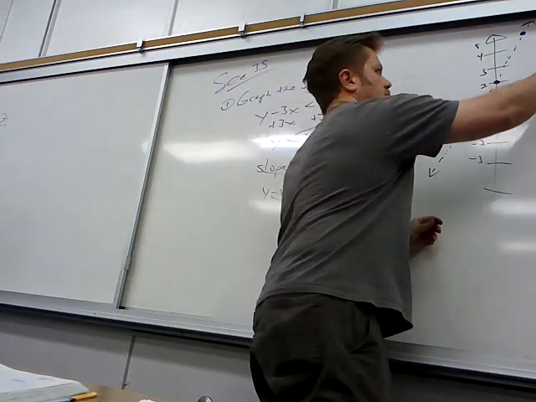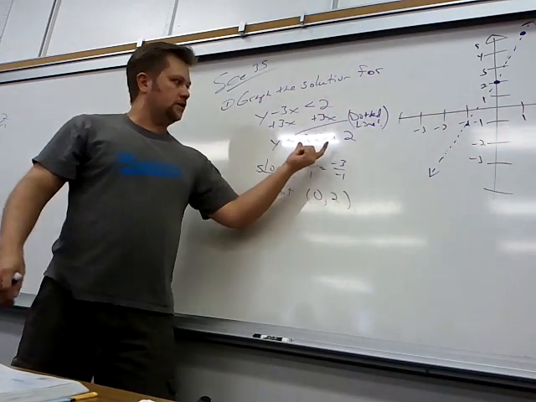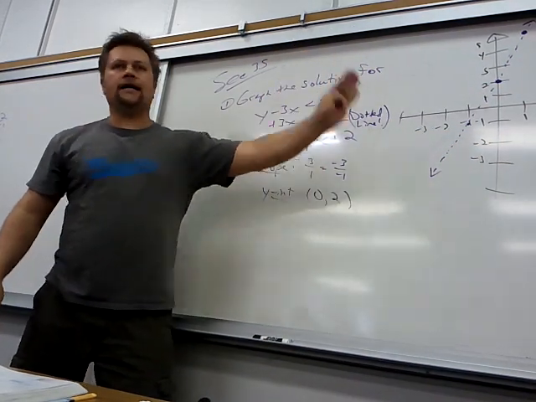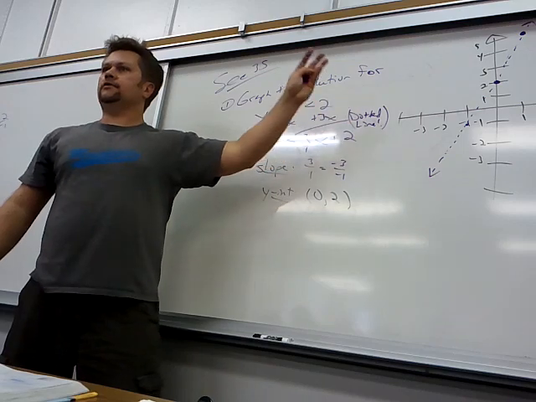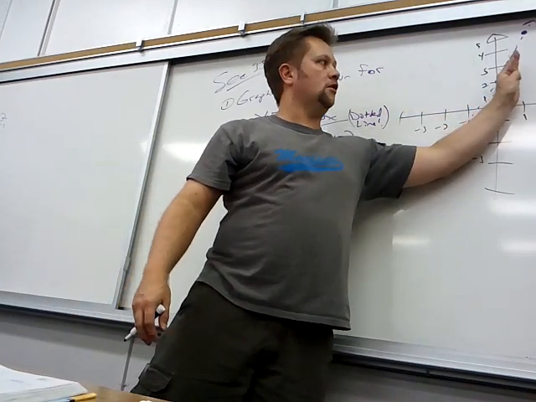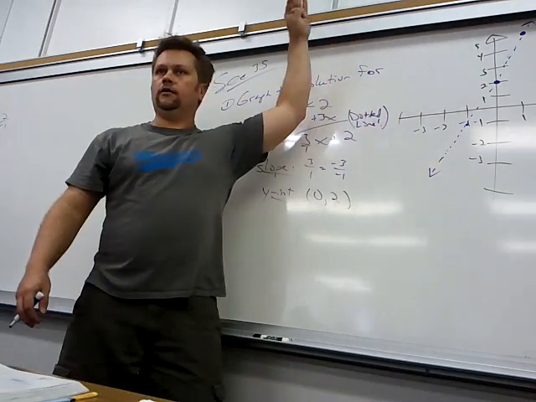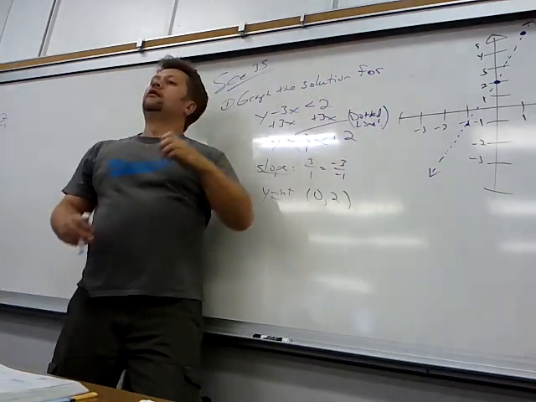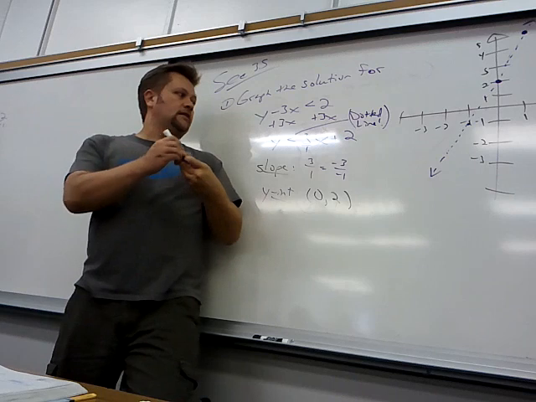If I plug in this point and it works, that means that side is all the answers, and the other side is not answers. If I plug in that point and it doesn't work, that means this side is all not answers, so I shade this way. What do you mean when it doesn't work? If it doesn't make the inequality true.